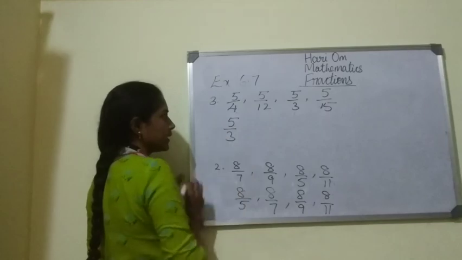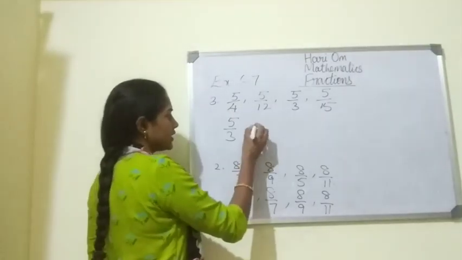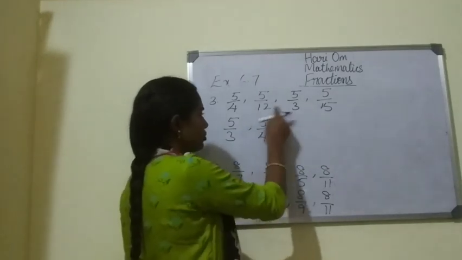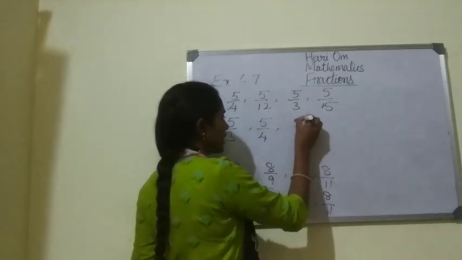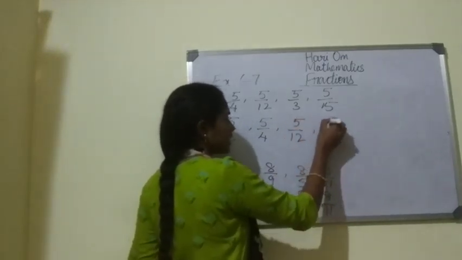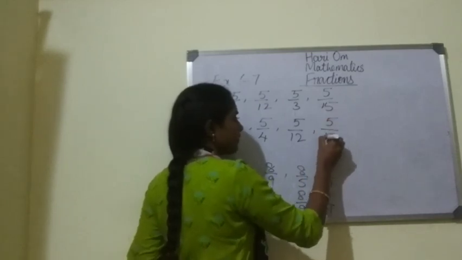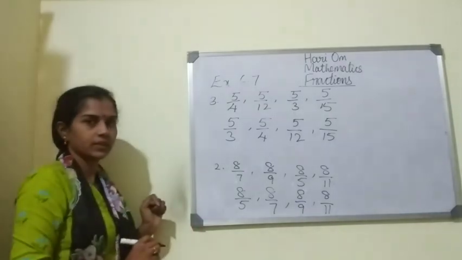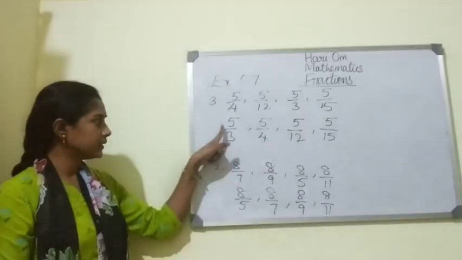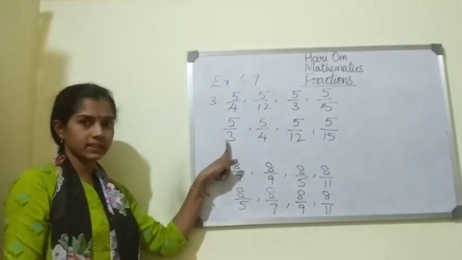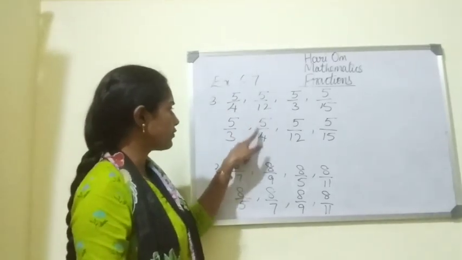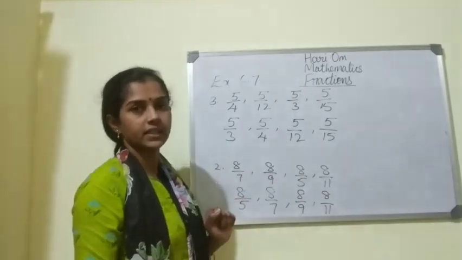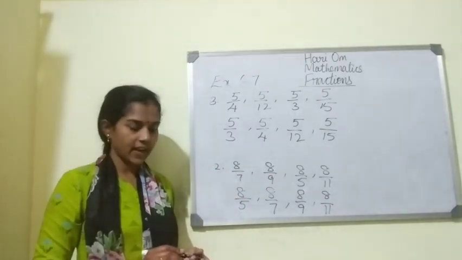5 by 3 is the greatest fraction. Next one it is 5 by 4 is the next greatest fraction. Then we have 12 and 15. So 5 by 12 is the next greatest fraction, and 5 by 15 is the smallest fraction. Okay. So we have 5 by 3 is the greatest fraction. Next 5 by 4, then 5 by 12 and 5 by 15 is the smallest fraction.